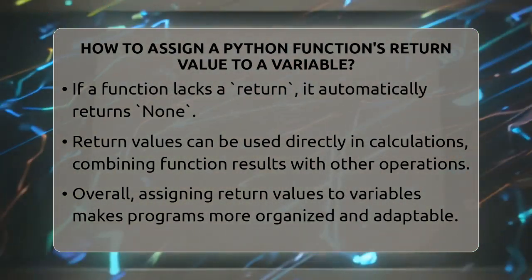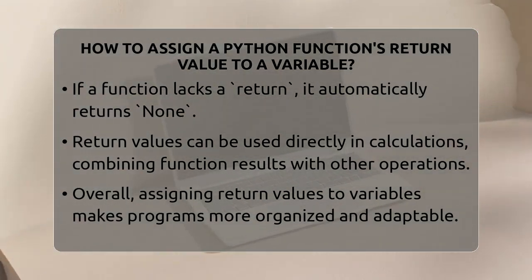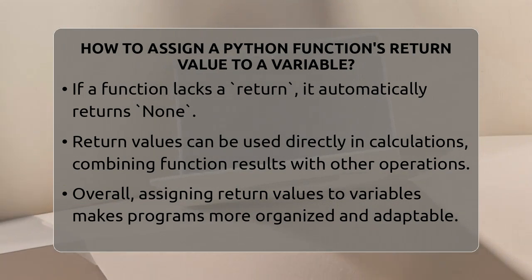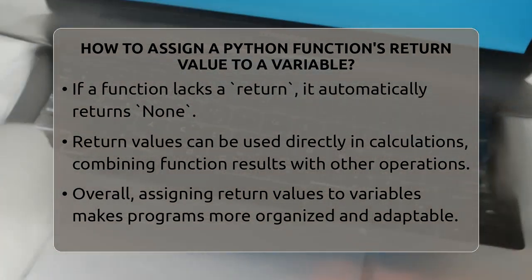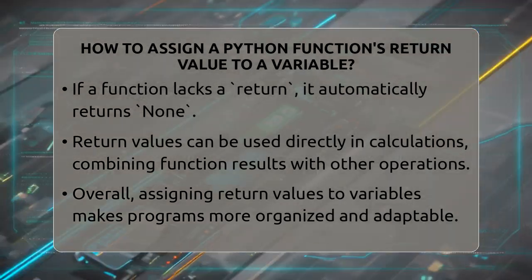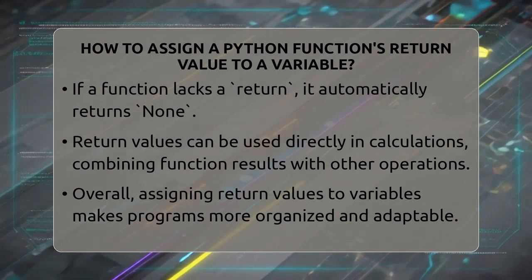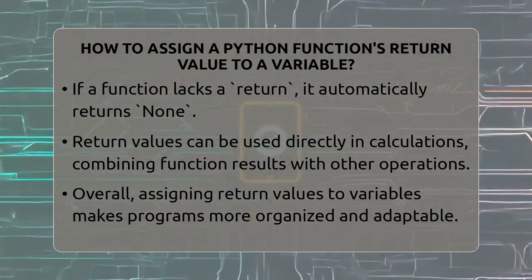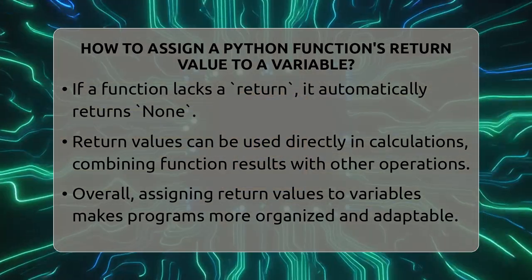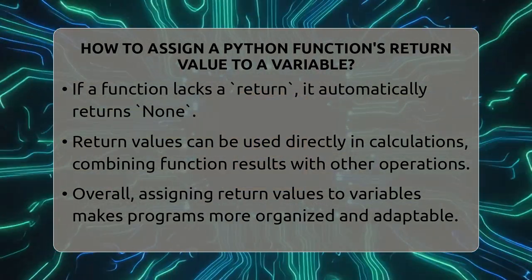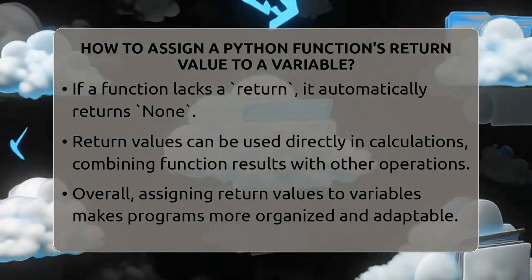In summary, assigning a function's return value to a variable is a simple but powerful step in Python programming. It lets you keep the results of your functions handy and use them wherever you need. Whether you're working with numbers, words, or multiple pieces of data, this technique helps you build more flexible and organized programs. Remember, whenever you want to save what a function gives back, just use the equal sign and a variable name. That's the secret to making your code smarter and more efficient.